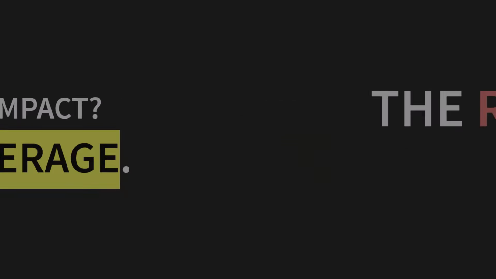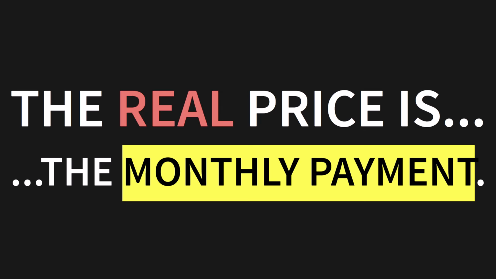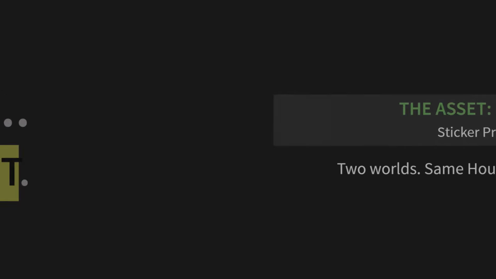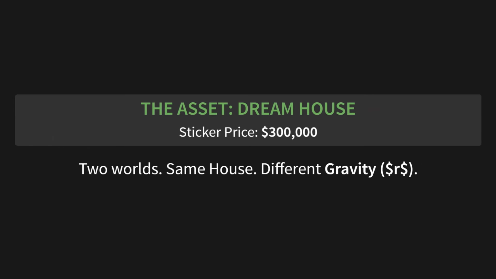But what's the real price? It's not the sticker price of the car or the house. The real price is the monthly payment. That's the number that decides what you can and can't do. Let's make this real. Imagine your dream house, the asset. The sticker price is $300,000.